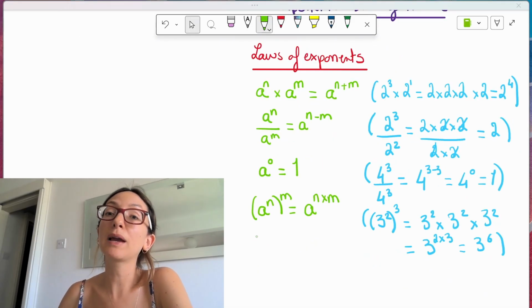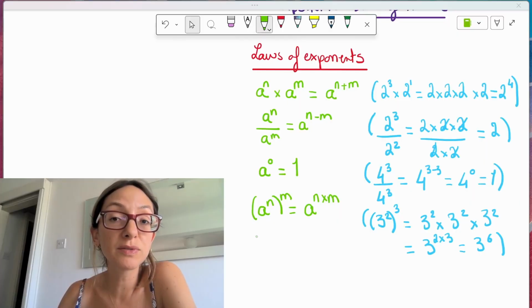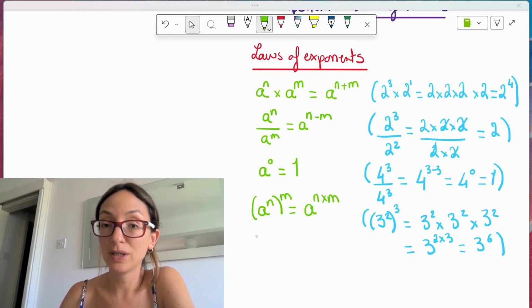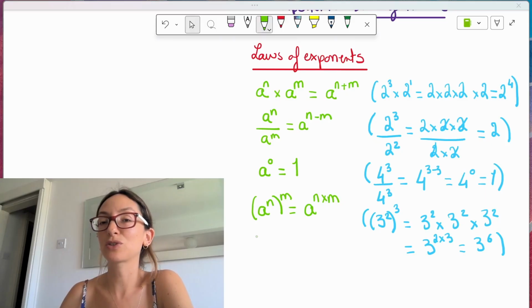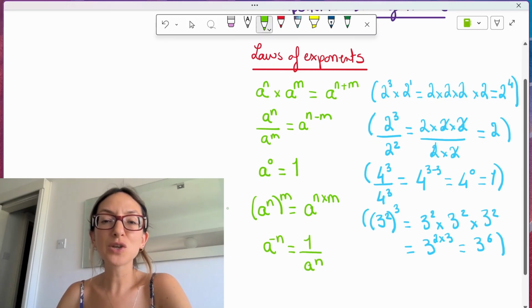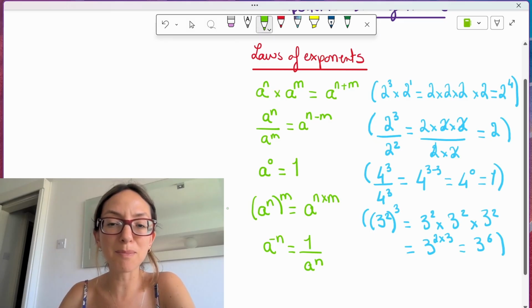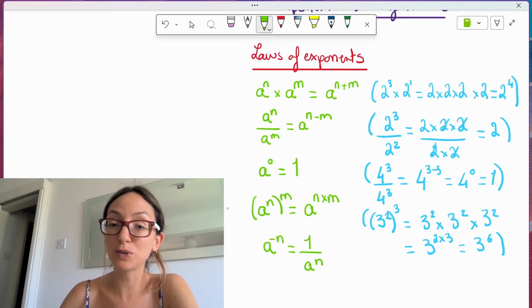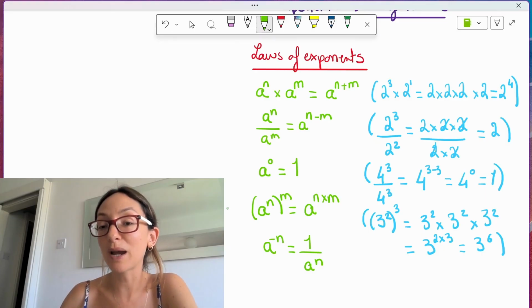So these rules apply whether our powers are positive integers or whether they're negative or even fractional. Now let's look at negative and fractional powers just for you to understand what they mean. Now, a to the power of minus n, what that simply means is 1 over a to the power of n. So I like to tell my students, whenever you see a minus, it just means that number doesn't belong here. It's supposed to be somewhere else. And when you put it in the right place, then the minus disappears.